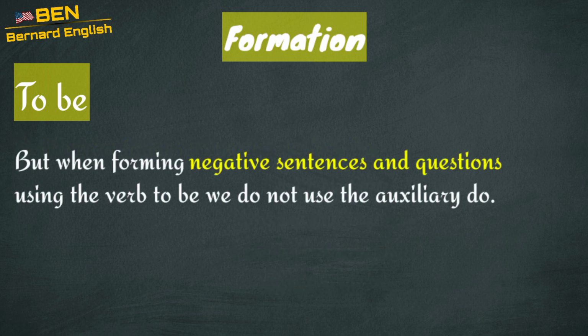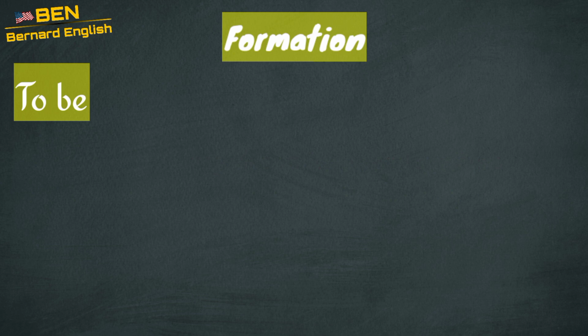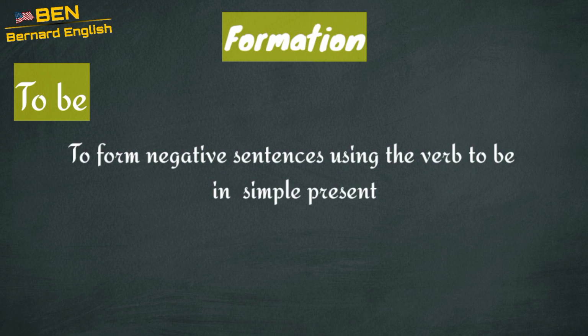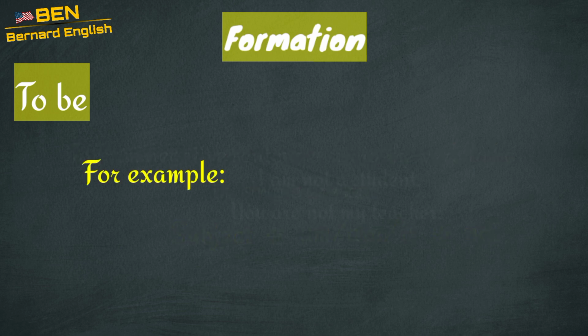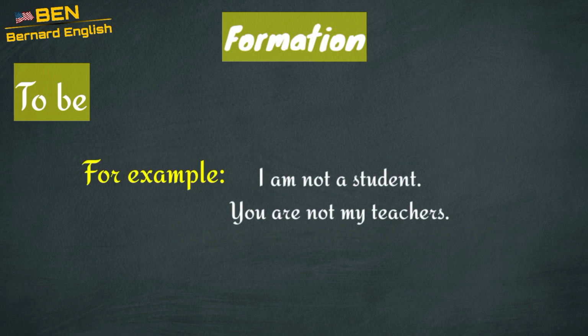But when forming negative sentences and questions using the verb to be, we do not use the auxiliary do. To form negative sentences using the verb to be in simple present, we have the subject plus the conjugated verb be plus not. For example, I am not a student. You are not my teachers.